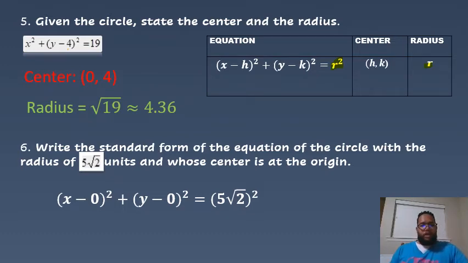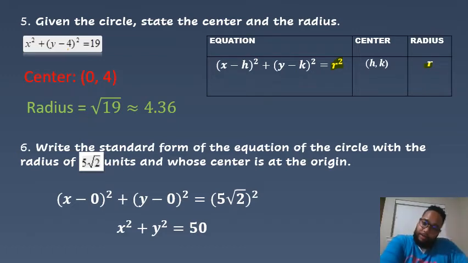So x minus 0 is just x, so that gives me x squared. And y minus 0 is just y, so that gives me y squared. And then you can put 5 root 2 squared in the calculator, but here's how you do it by hand. 5 squared is 25, root 2 squared is 2, so 25 times 2 is 50. So you have x squared plus y squared equals 50.